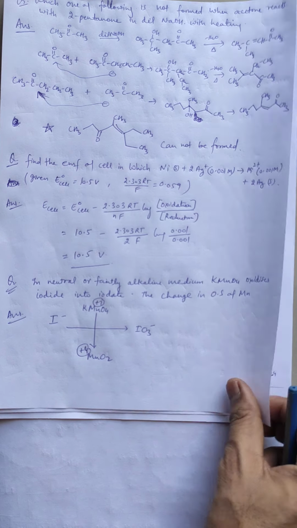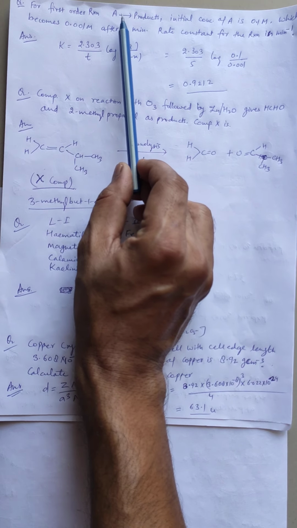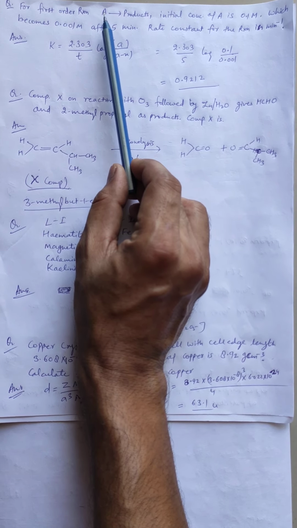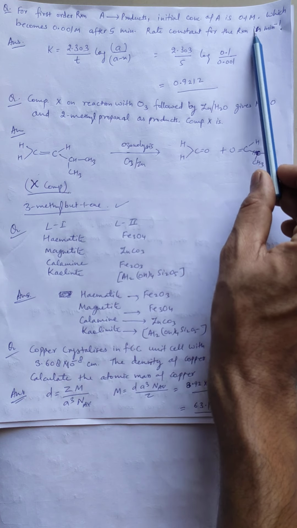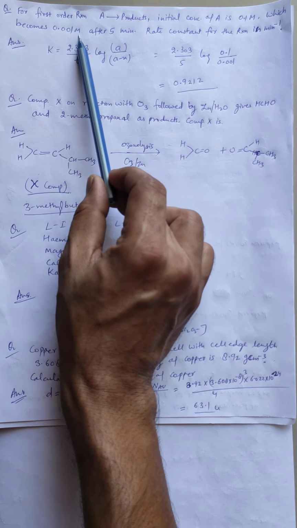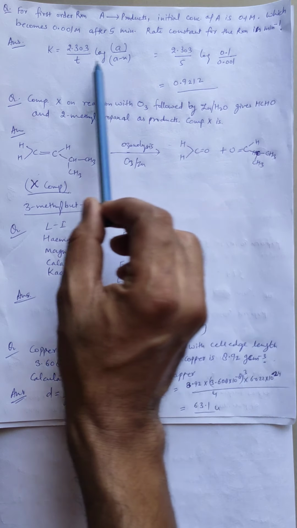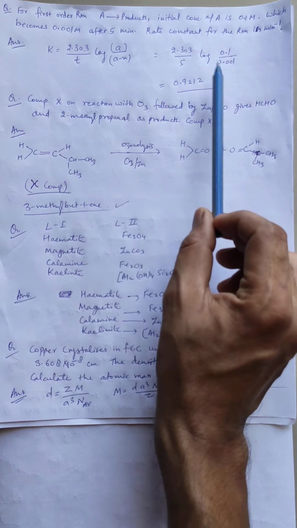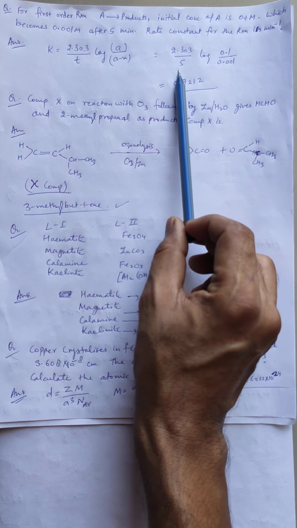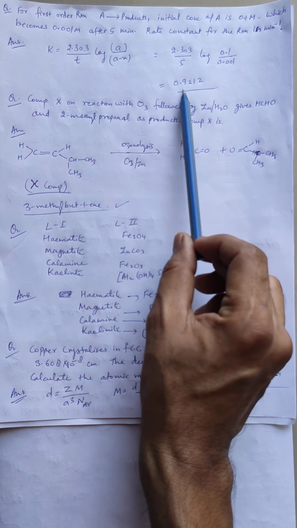Now next is a first order reaction, A gives products. Initial concentration of A is 0.1 M, which becomes 0.001 M after 5 minutes. Find the rate constant in minutes. So K is equal to 2.303 upon t log A upon A minus x. So 2.303 upon t, given 5 minutes, log 0.1 upon 0.01, it becomes 0.92.